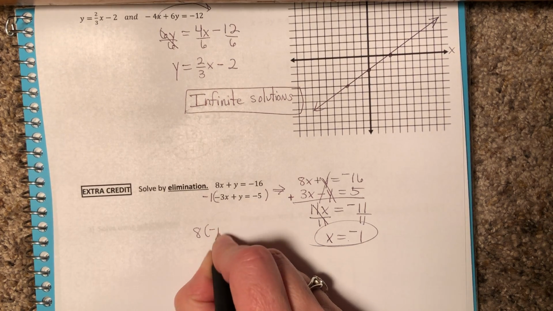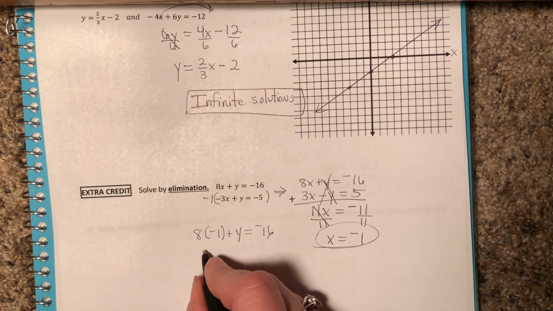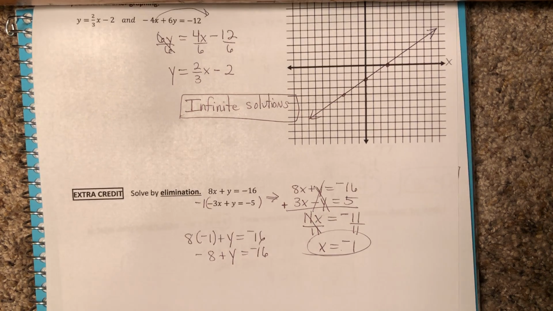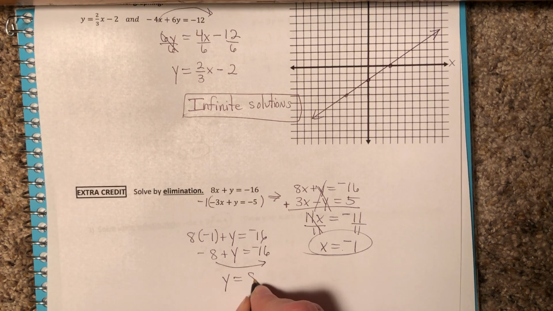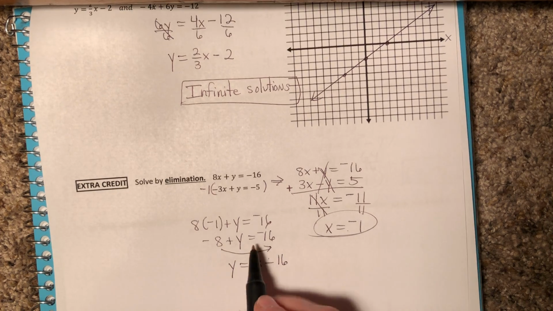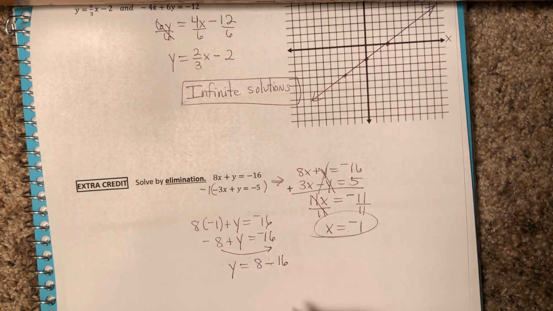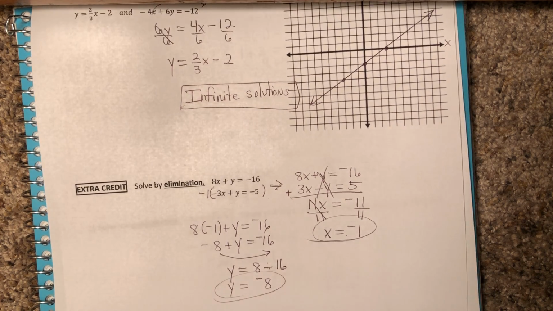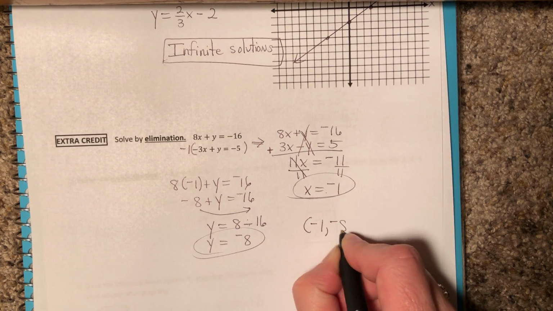Find y. So 8 times negative 1 plus y is negative 16. Negative 8 plus y equals negative 16. So toss the negative 8 over and I get y equals 8 plus negative 16. Right, that makes the 16 negative, so it's still negative. And that's going to give me a negative 8. So my answer is negative 1, negative 8.